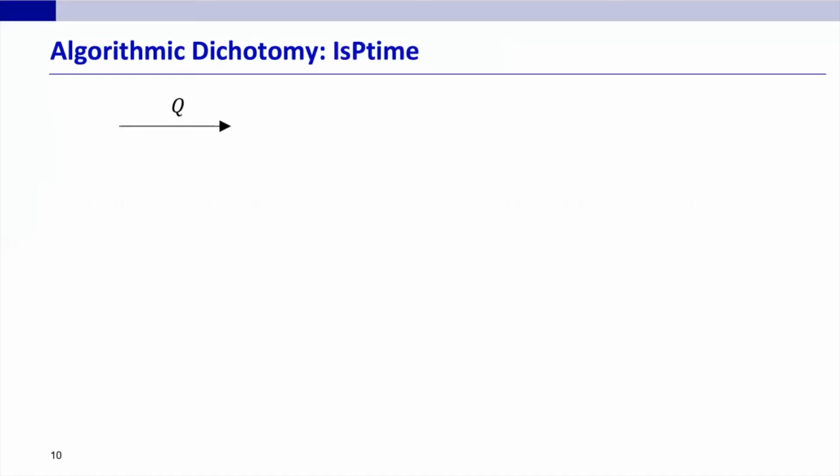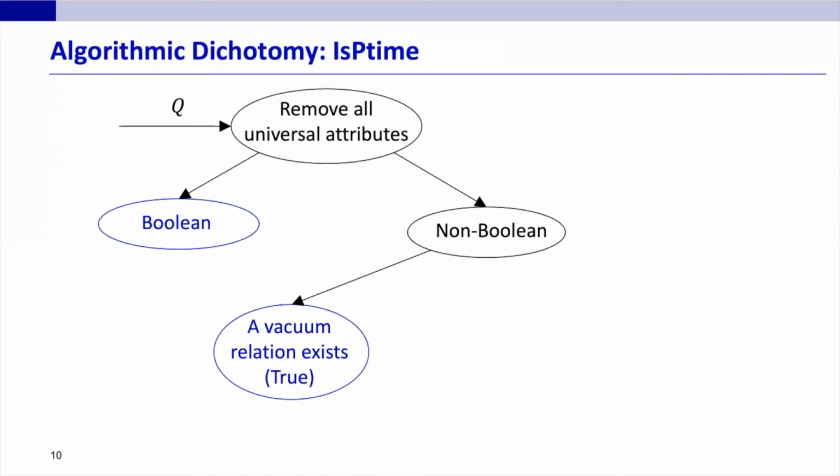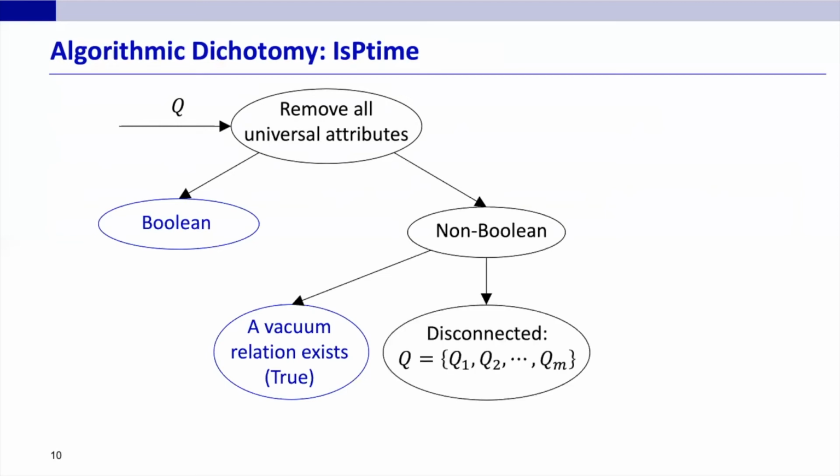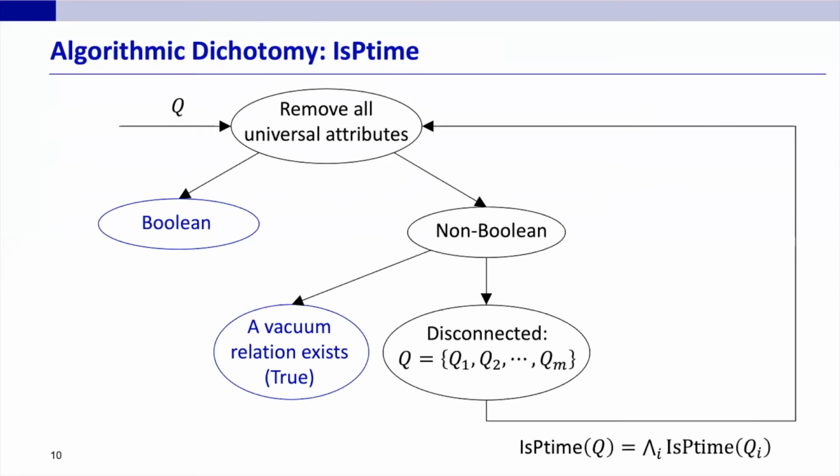The high-level idea is to alternately apply two simplification steps on the input query until a base case is reached. We first remove all universal attributes. If Q becomes Boolean or contains a vacuum relation, it is decidable in polytime. Next, we check whether it is connected or not. For a disconnected query, we decompose it into multiple connected subqueries and call this procedure recursively on each one. Otherwise, Q ends up in the others category, and this procedure always returns false.